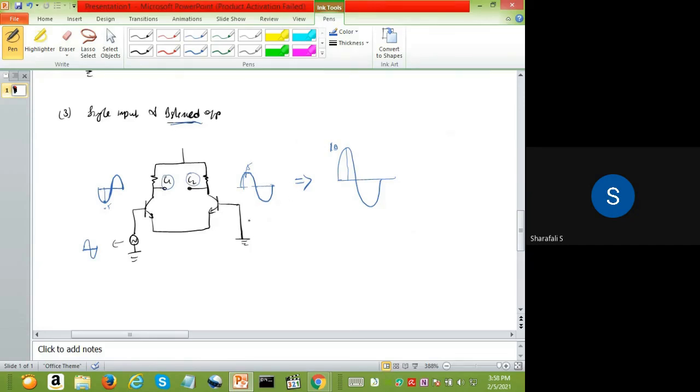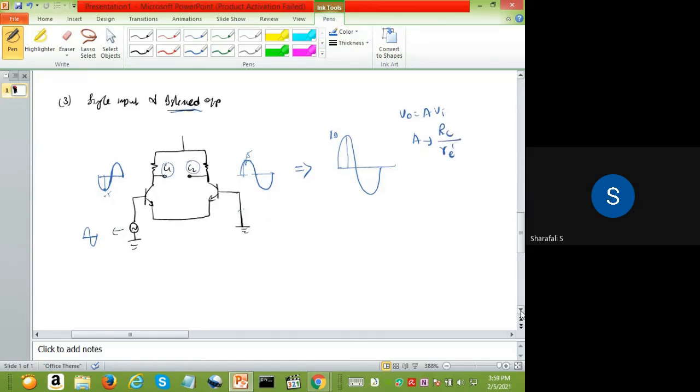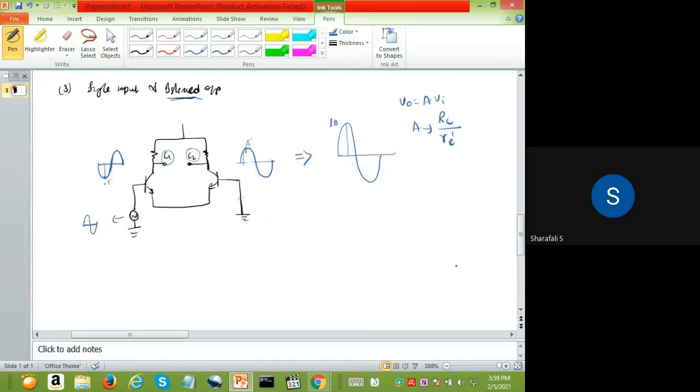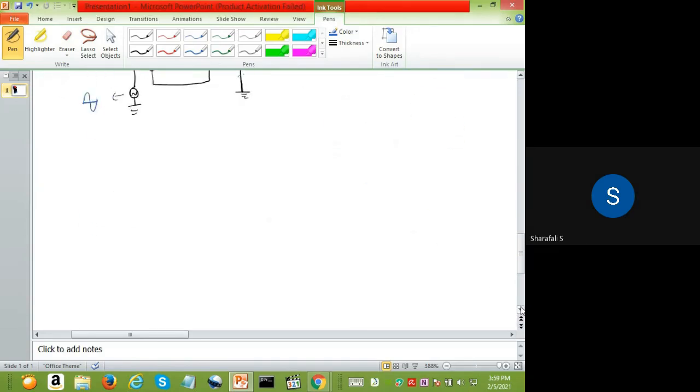Now you can apply the same signal here also. When you apply this signal in this terminal, you will get it amplified but inverted. And the gain will be V0 equal to A times Vi, where A will be RC by RE dash. You apply only one signal and take dual output. If you are giving it at the non-inverting terminal, it will come the opposite. Only that is the change.